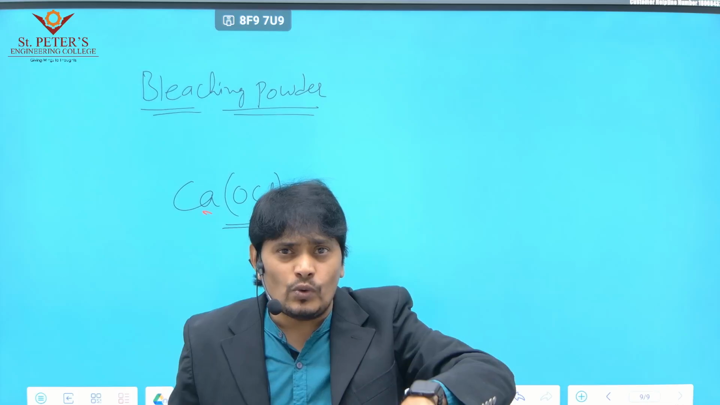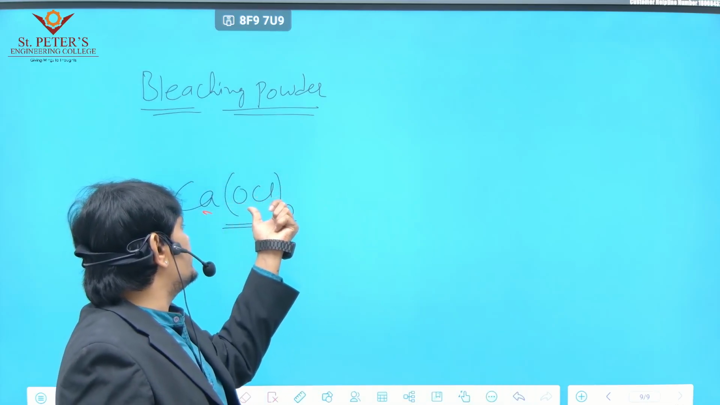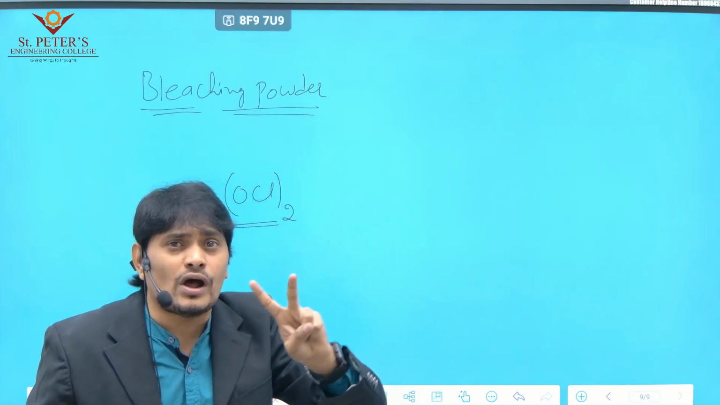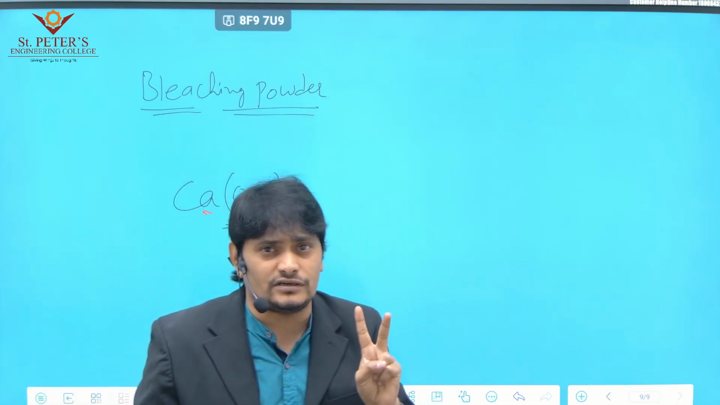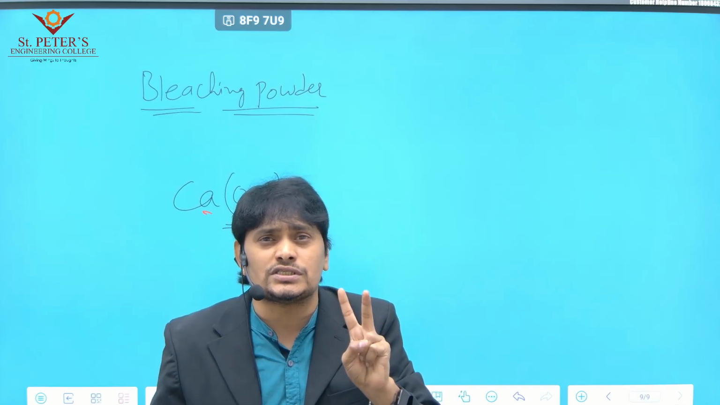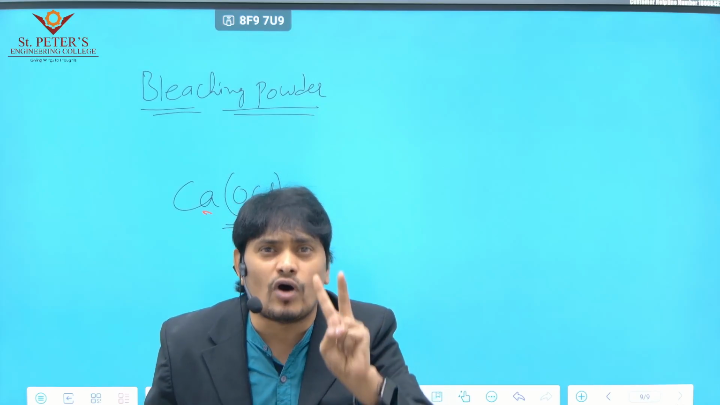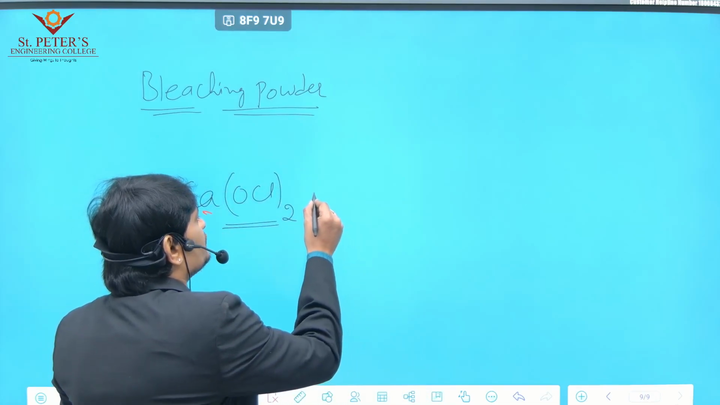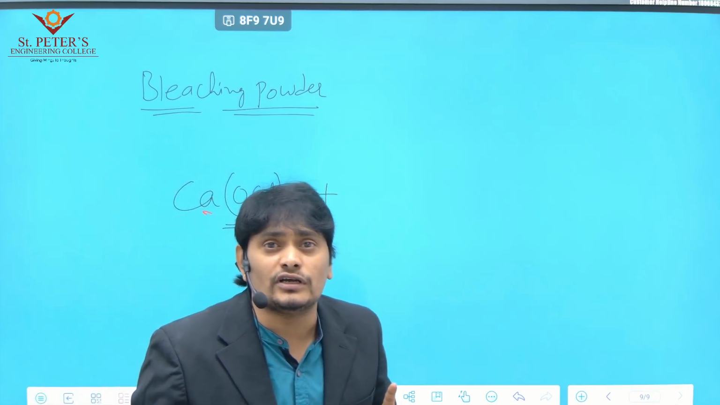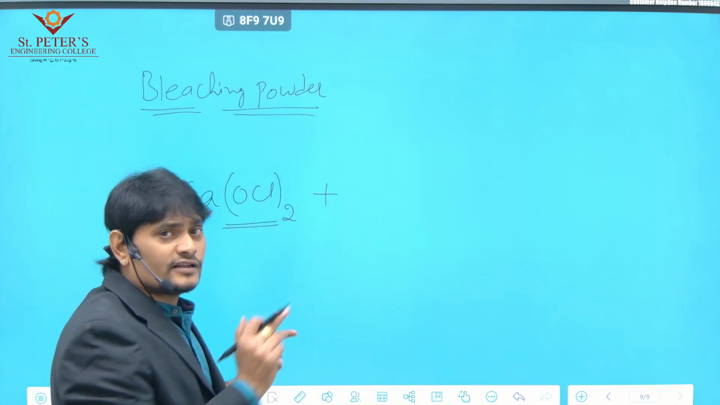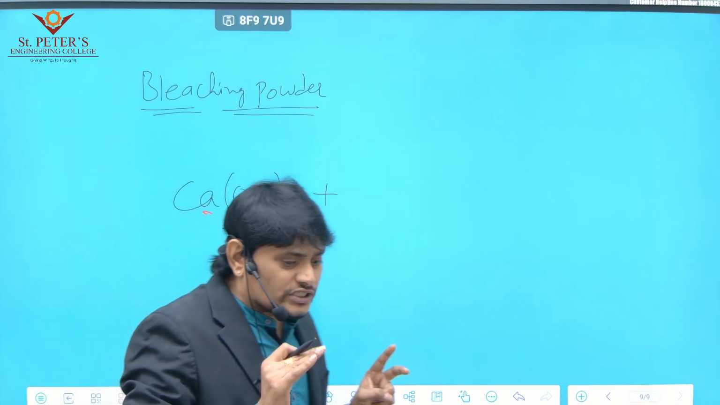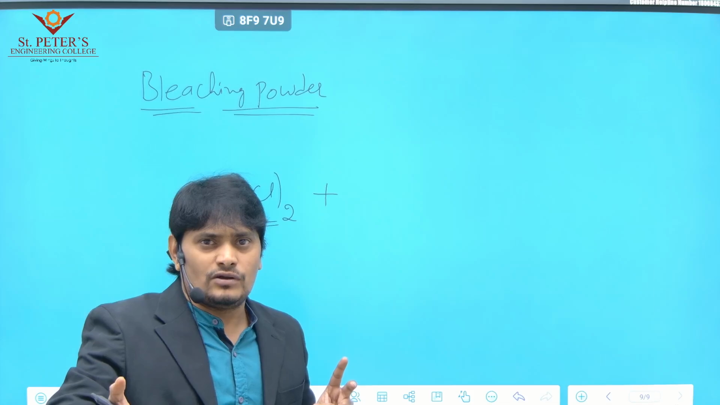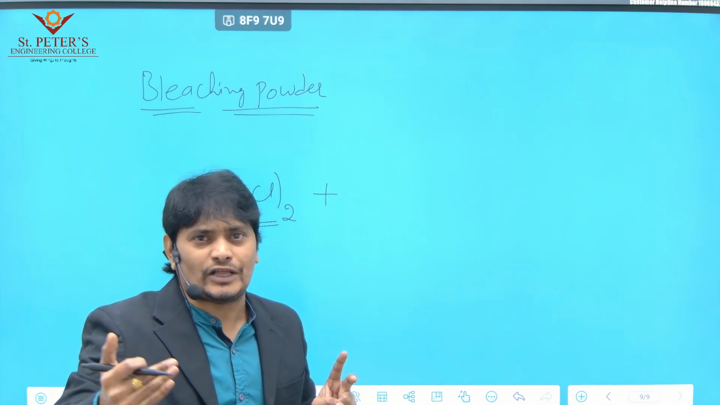For converting 2 OCl to 2 HOCl, what does it need? 2 hydrogens are needed. What is the source of those 2 hydrogens? The source is 2 moles of water molecules. So you have to remember that this bleaching powder reacts with 2 moles of water molecules. Why? Because here 2 OCl are there, so there is a possibility of getting 2 HOCl, the disinfectant which kills the pathogenic bacteria.